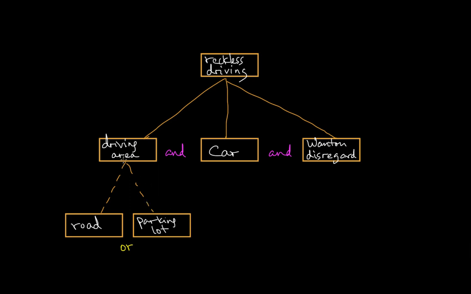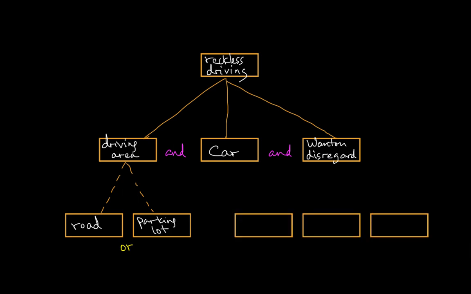So let's see what's going on. We have a rule that has three parts to it, three elements, and one of these elements has two elements of its own. To satisfy this element, we have to satisfy either the road element or the parking lot element. Now, a car is just a car, but let's see about this wanton disregard. And let's say wanton disregard is governed by its own three-part test.